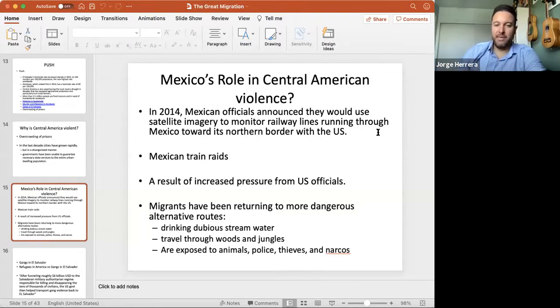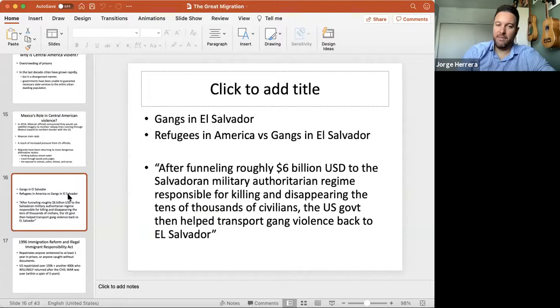And you arrive in the United States. So they started having Mexican train raids, and this was a result of increased pressure from the United States. Migrants have been returning to more dangerous alternative routes because of these train raids. So they have to travel through woods and through jungles. They're exposed to animals, to police, to thieves, and the police mostly are the thieves, and narcs also, who are trying to make a quick buck by selling somebody into the sex slave trade or something.